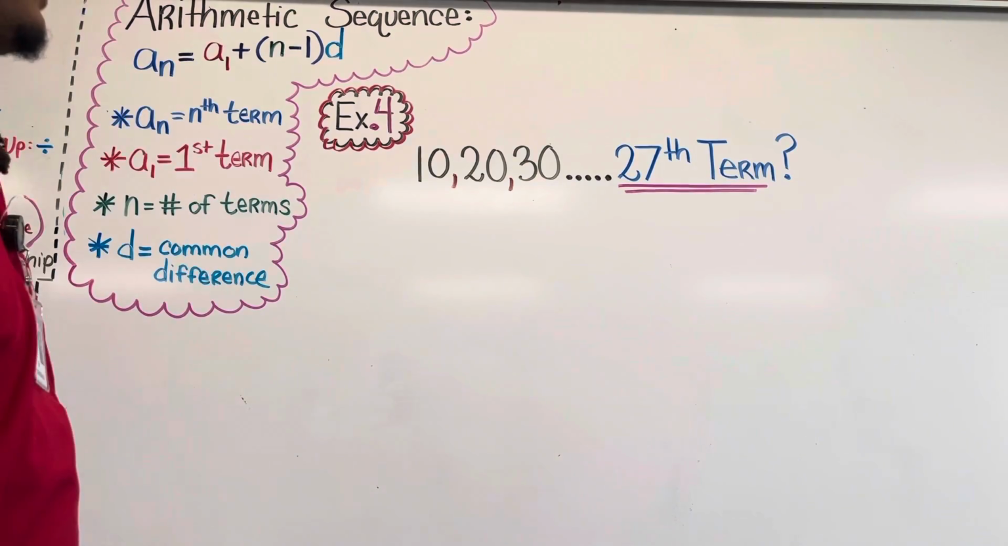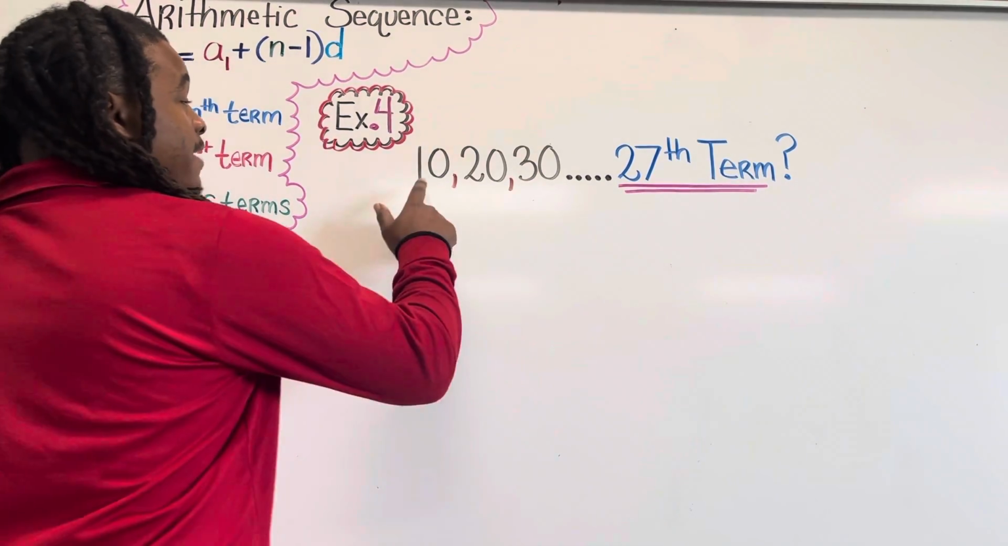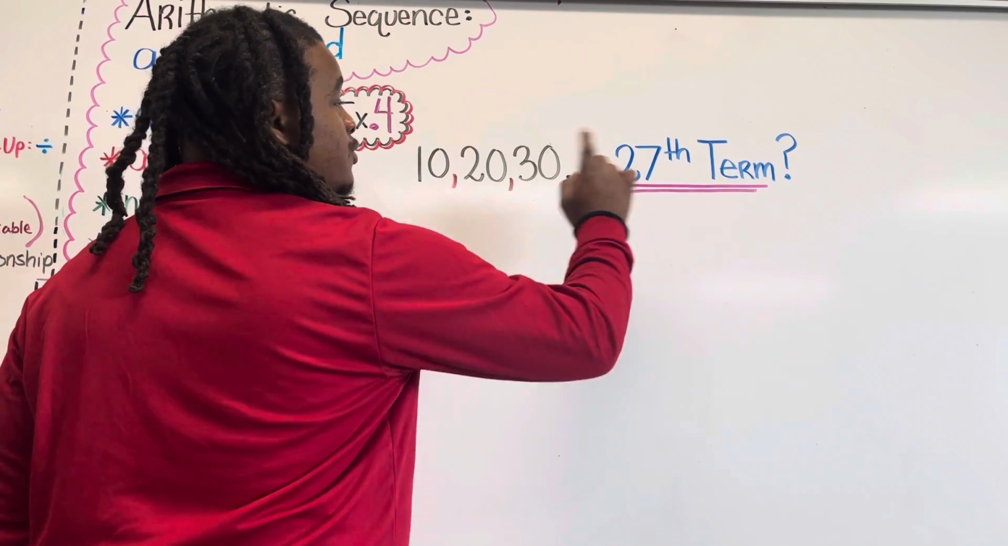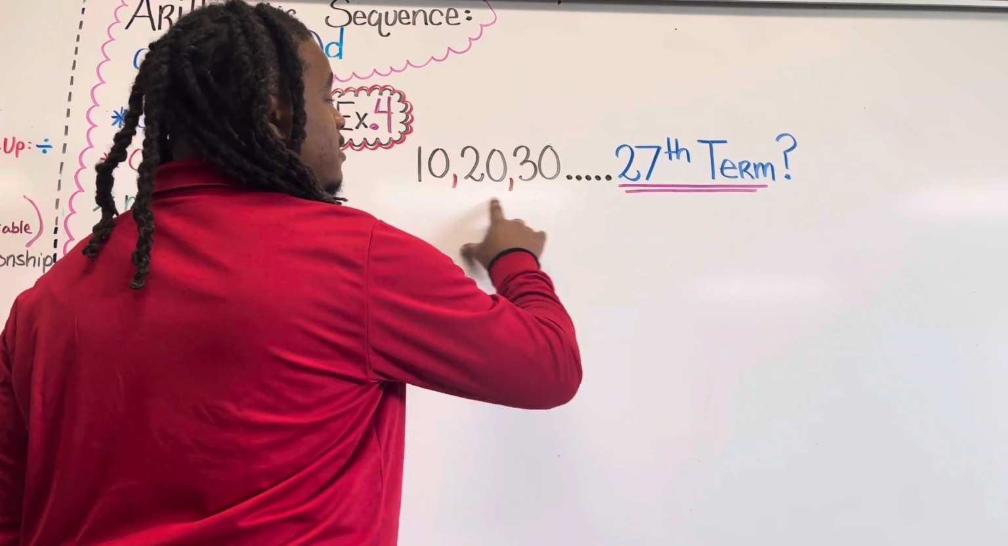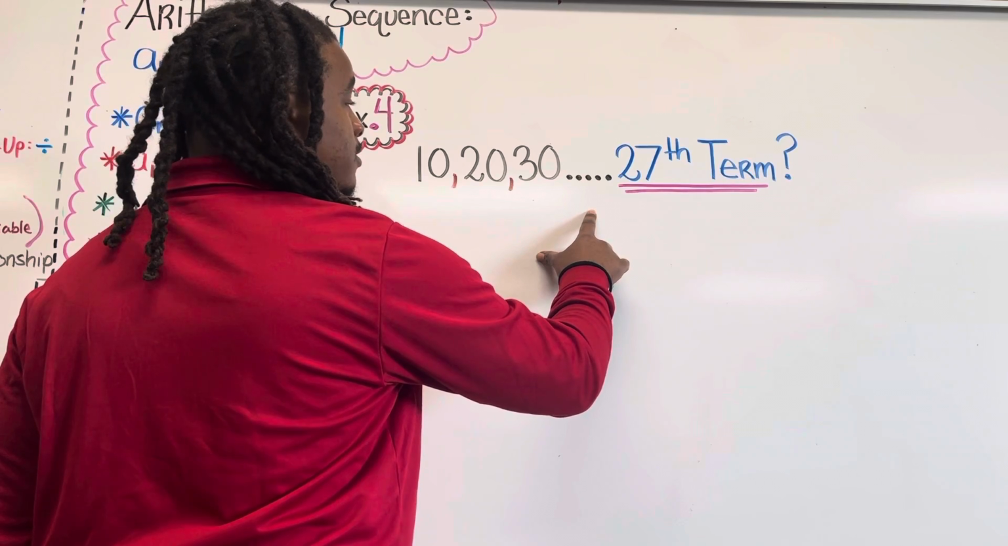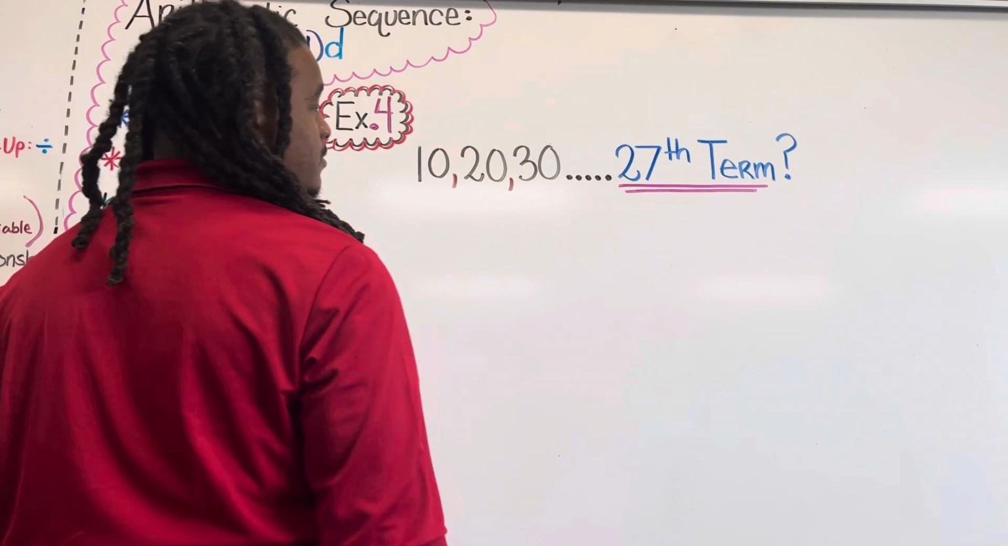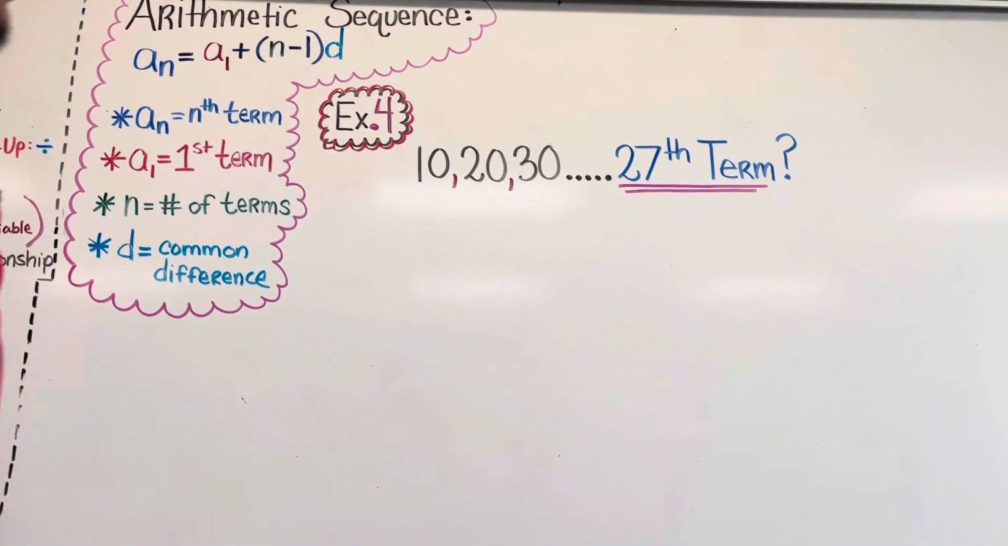So in this particular case, we have this pattern. We have 10, 20, 30, and so forth, and we're trying to figure out within this particular sequence of terms, which term will represent the 27th term, okay? Which term will be represented as the 27th term. So let's go ahead and get started.